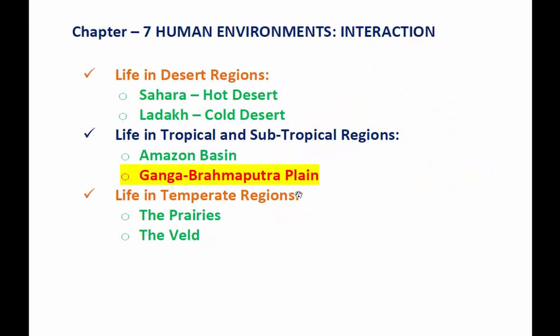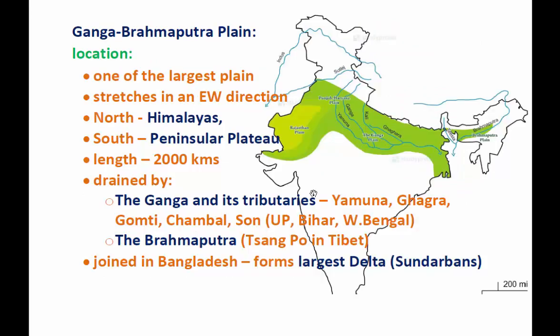Next, let us go to the Ganga and Brahmaputra Plain. It is one of the largest plains in the world. It stretches in an east-west direction. You might have heard of the Ganga River and Brahmaputra River; it is in that basin. On the northern side it is bounded by the Himalayas, and in the south it is bounded by the Peninsular Plateau.